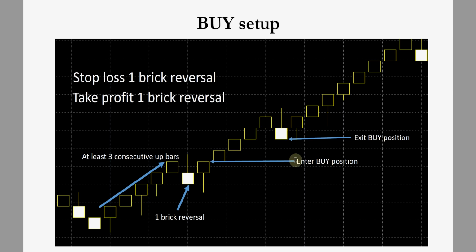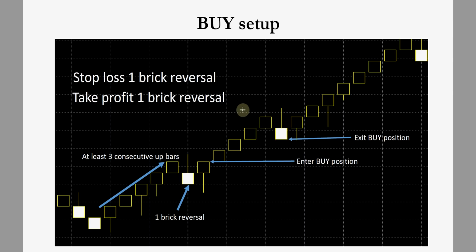So you put up your trade here. That's enter a buy position, and you ride your trade until you get a reverse against your trade or against the trend. Then you come out here. You exit your position at the end of that reversal bar.